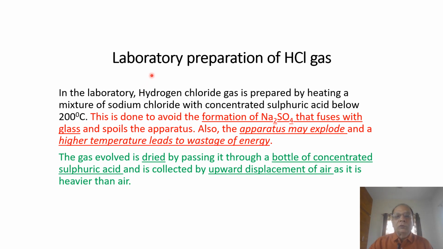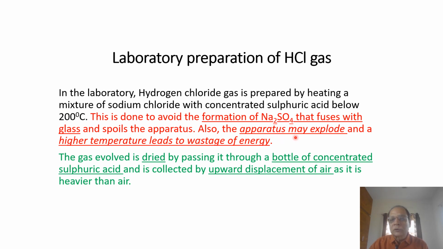The laboratory preparation of HCl gas is as follows. In the laboratory, hydrogen chloride gas is prepared by heating a mixture of sodium chloride and concentrated sulfuric acid below 200 degrees centigrade. This is done to avoid the formation of sodium sulfate that fuses with the glass and spoils the apparatus. So temperature should be controlled and kept to 180 degrees, that is below 200 degrees centigrade.